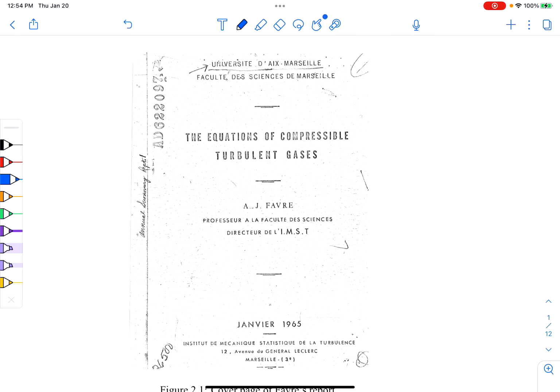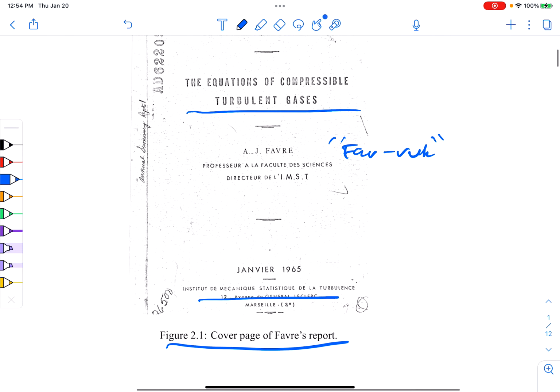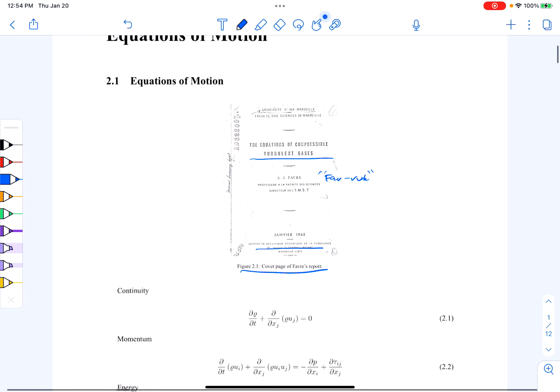But this is a famous paper. I put it up on our class website. The notes I have are developed from separate sources, kind of a Frankenstein class, but this is one great source where it's a report. Obviously, it's from the Institute of Mechanics and Statistics of Turbulence, and he was actually funded by, I believe, a DoD grant from the United States. So you know you're good if you're in France and you're getting American DoD money. That probably means something. Anyway, let's look at what we have here today.